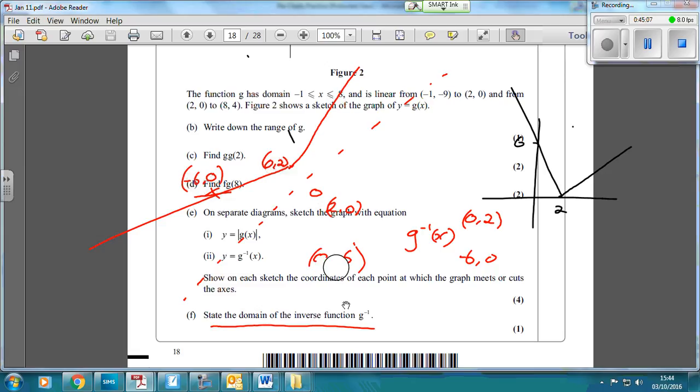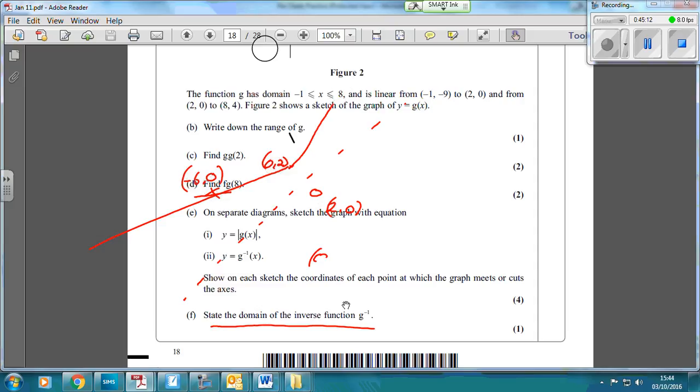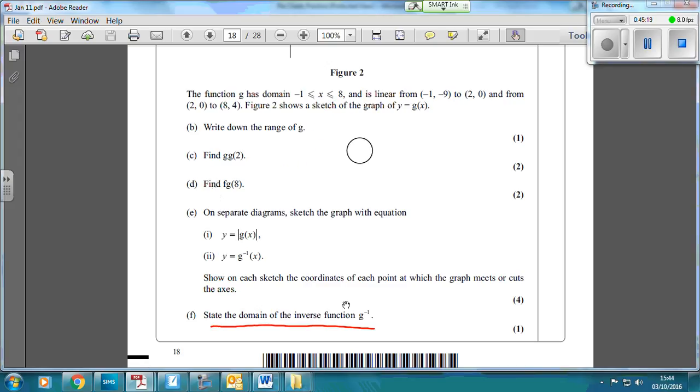State the domain of the inverse function of g. Now, again, this is a revision thing, so it's a very, very good question to do revision from, because this is pretty much the whole topic. Everything that we've done here is the whole topic.